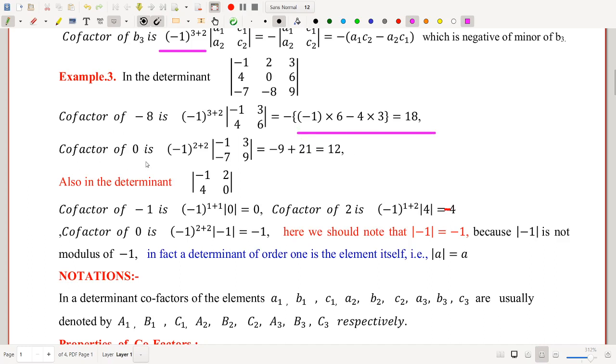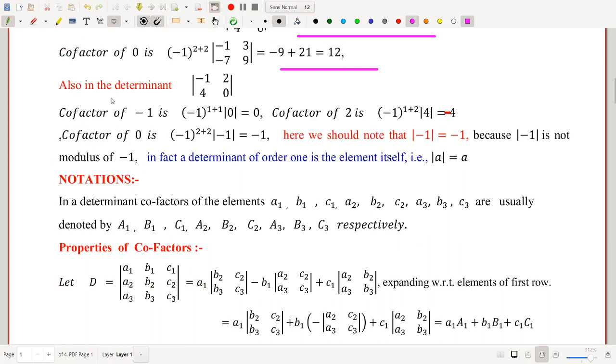Now cofactor of 0. 0 lies in second row, second column. So minus 1 to the power 2 plus 2. That will be plus 1. And then minus 1, 3, minus 7, 9 remains. This is minor of 0. Finally, cofactor and minor are same for this element.